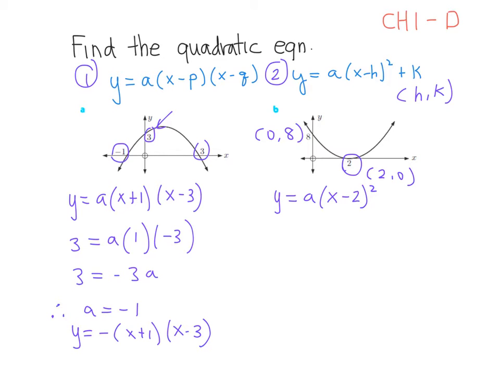So we'll leave it at that. We also know when x is equal to 0, the y value is equal to 8. So 8 is equal to a times (0 - 2), that's -2 squared. 8 therefore is equal to 4a, and therefore a is equal to 2. So rewriting this equation, we have y is equal to 2 times (x - 2) squared.